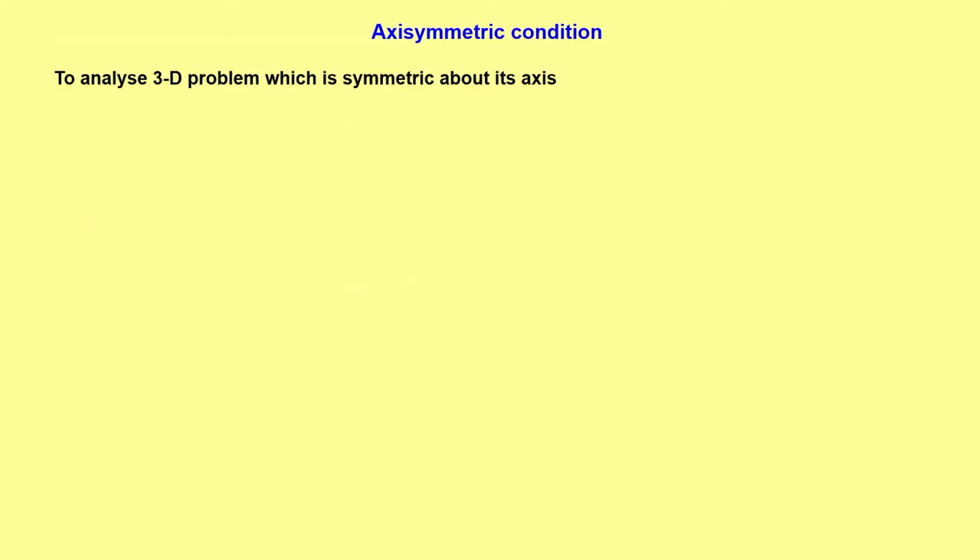So, the third idealization is axisymmetric condition, to analyze a 3D problem which is symmetric about its axis. Now, axisymmetric condition is not new to geotechnical engineering. Most of the problems, this particular aspect comes into picture. Knowingly or unknowingly, we have already dealt in detail with axisymmetric conditions or axisymmetric problems. This is also nothing but idealizing a given 3D problem to a 2D problem. How? It is based on axis of symmetry.